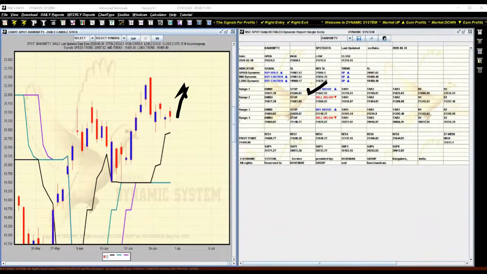It is almost 109 points. It is 21,776. So if the price of Bank Nifty trades above 21,776, then we will exit short and get into a long trade. If not, we will hold on to the short position.